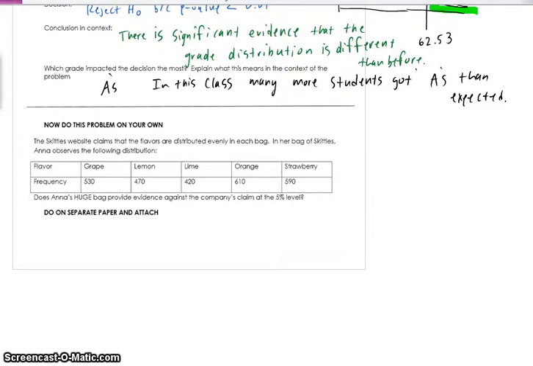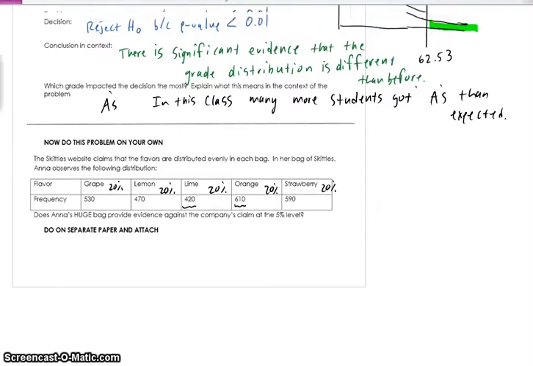All right, so you're going to now try a problem on your own. And this one deals with Skittles. The Skittles website claims that the flavors are distributed evenly or uniformly in each bag. So there's 5 flavors. I'd expect 20% to be grape, 20% to be lemon, 20% to be lime, 20% to be orange, and 20% to be strawberry, wherever that color is, red. So we get a huge bag with a lot of Skittles, and we want to know, does this bag provide evidence against the claim here? It seems like I got a lot more orange than any other color, particularly more orange than lime. Is this enough evidence to say that we don't think Skittles is right? And so you're going to do that by doing a chi-squared goodness of fit test.